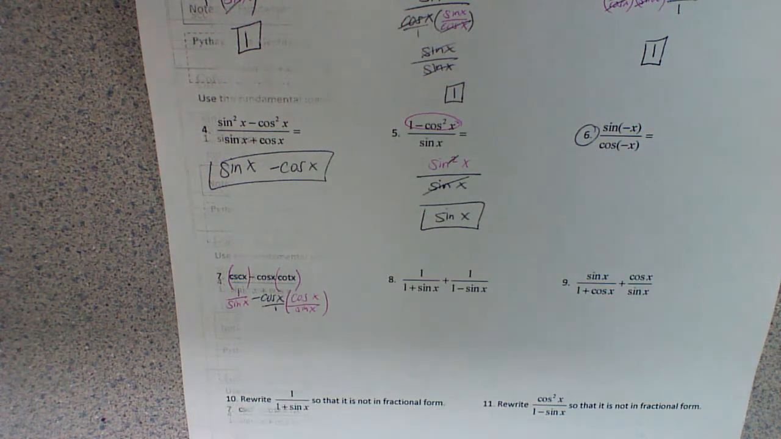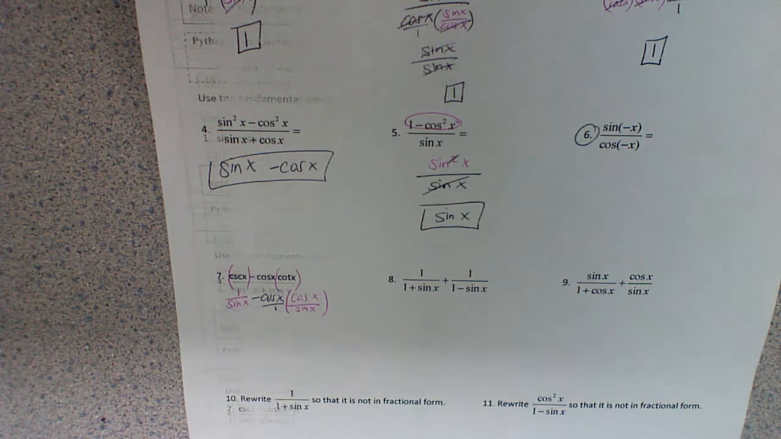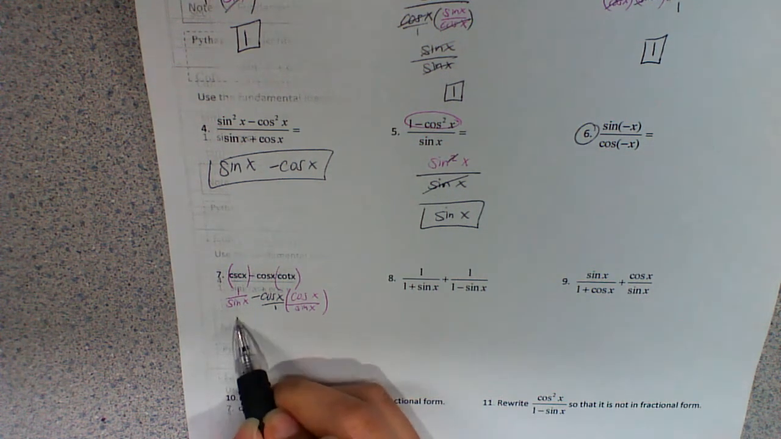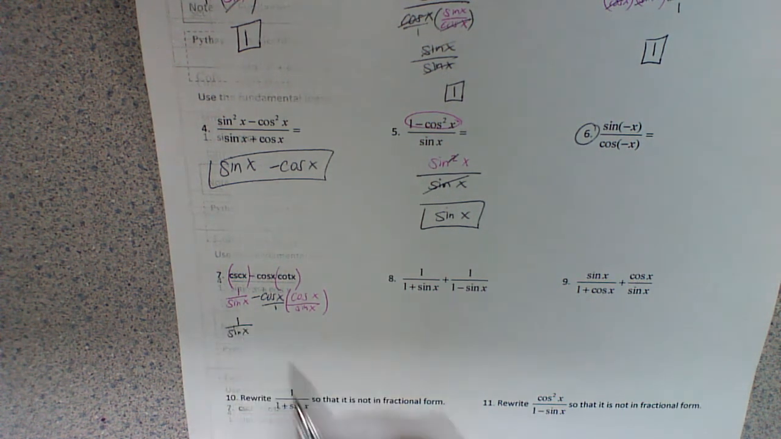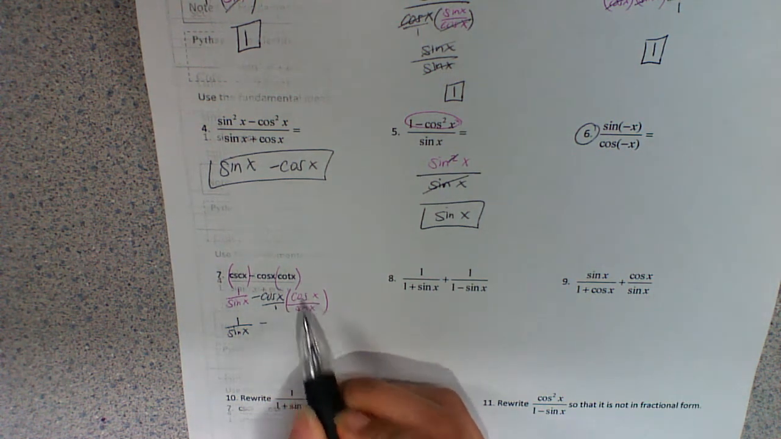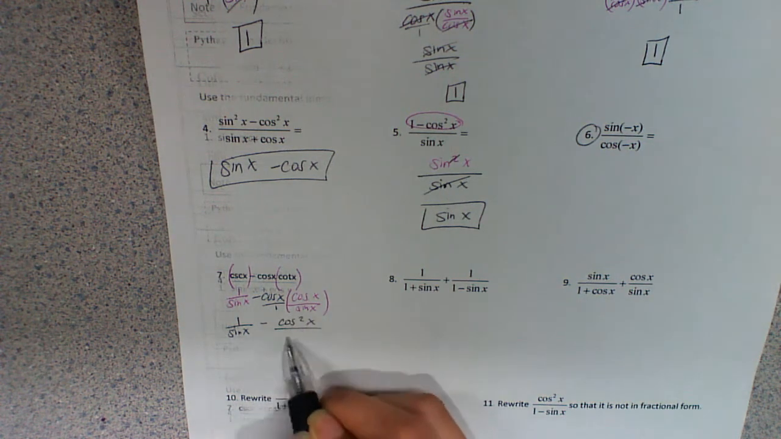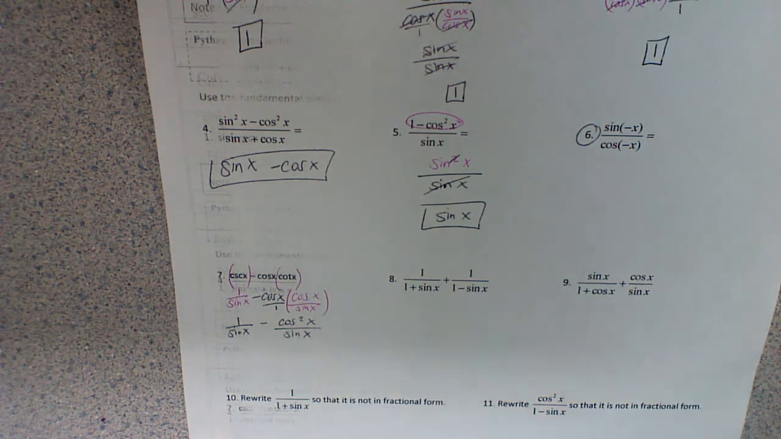And so let's see, I have, really I can't cancel anything. The first fraction is going to remain 1 over sine of x minus, okay, over here I'm going to have to multiply. So I have cos times cos, which is actually cos squared, over 1 times sine, which is sine of x.